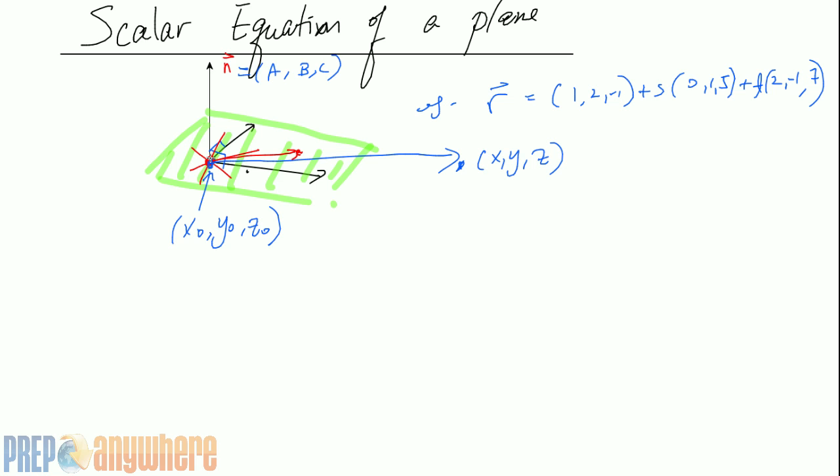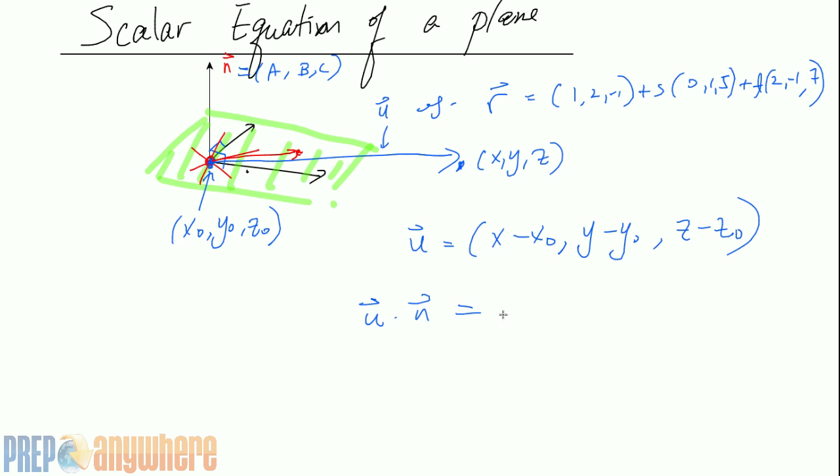So how do you check if this point X, Y, Z is on the plane? Here's how you do it. You first find this vector, let's call it U, and U will be X minus X0, Y minus Y0, Z minus Z0. We know U dot the normal vector is going to be 0 because they're perpendicular. If this is perpendicular, then we say X, Y, Z is a point on the plane. Okay.